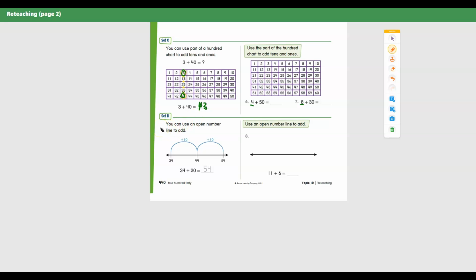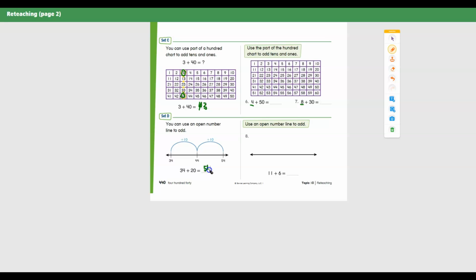For set D, it says you can use an open number line to add. In here, open number line, we were adding together 34 plus 20. They began on the open number line with 34, jump counted by 10, 10, 20, and got the answer of 54. 34 plus 20 is equal to 54.